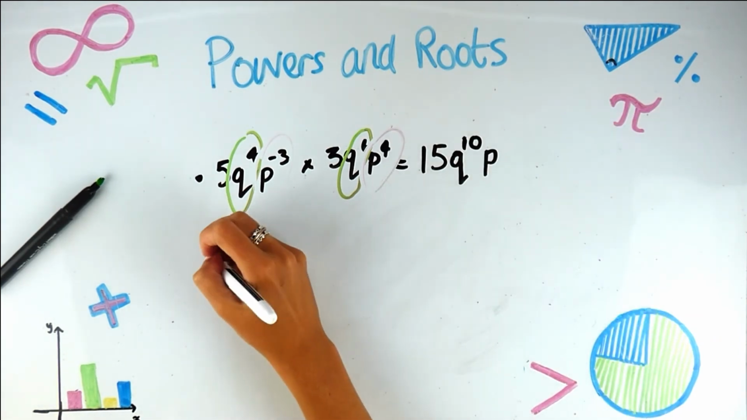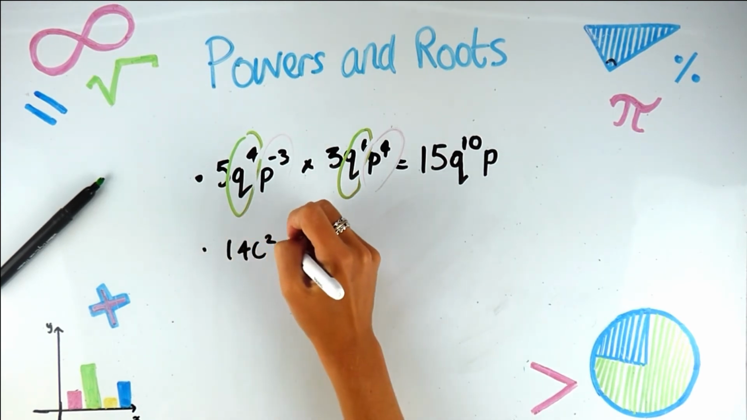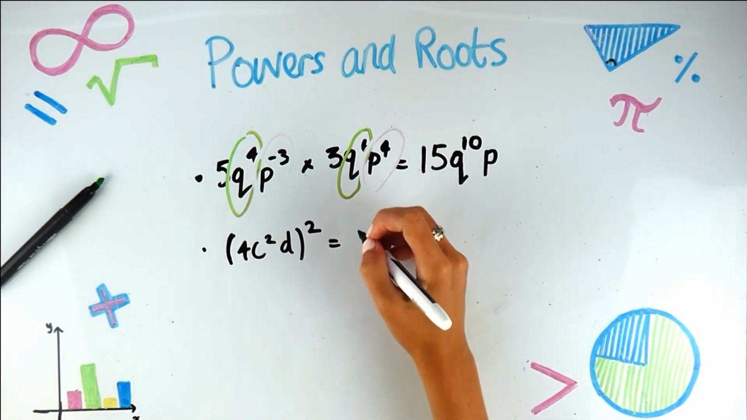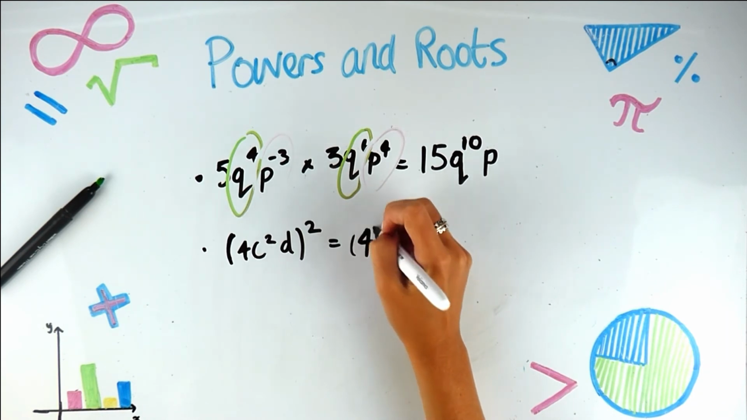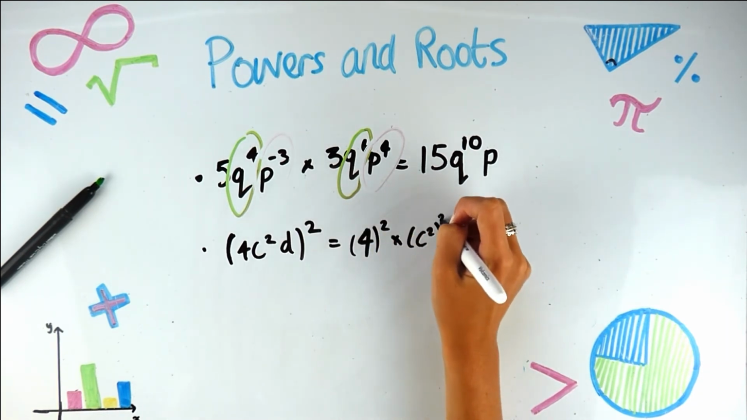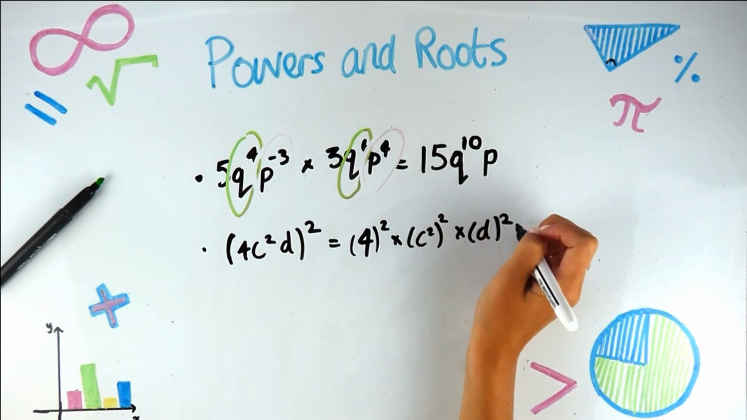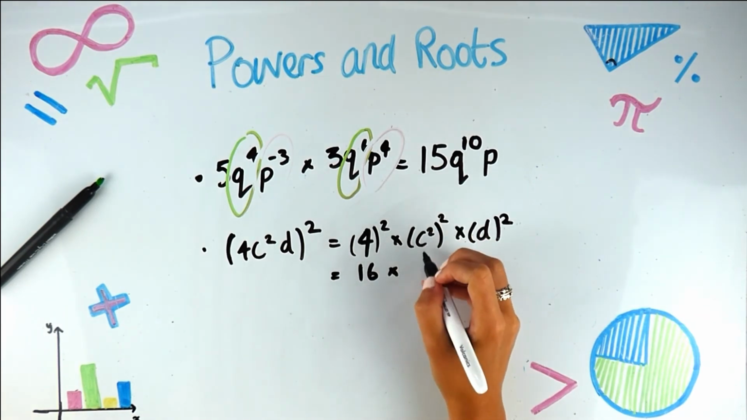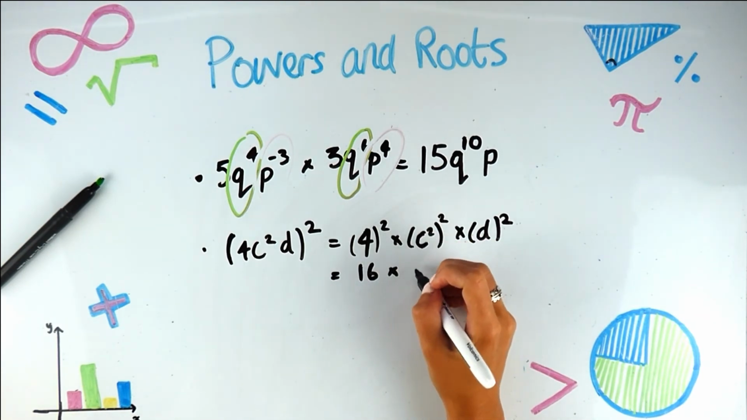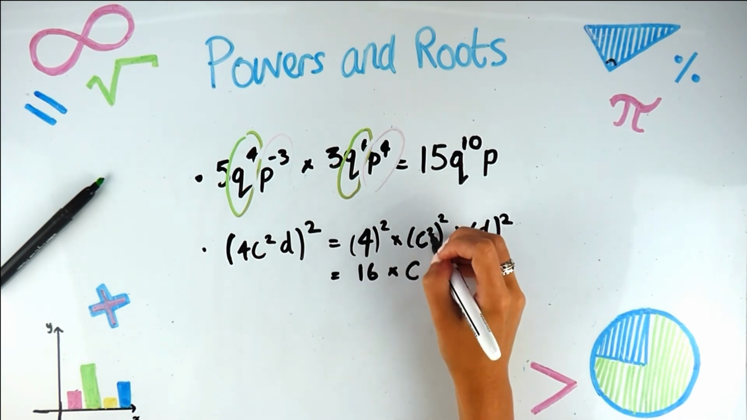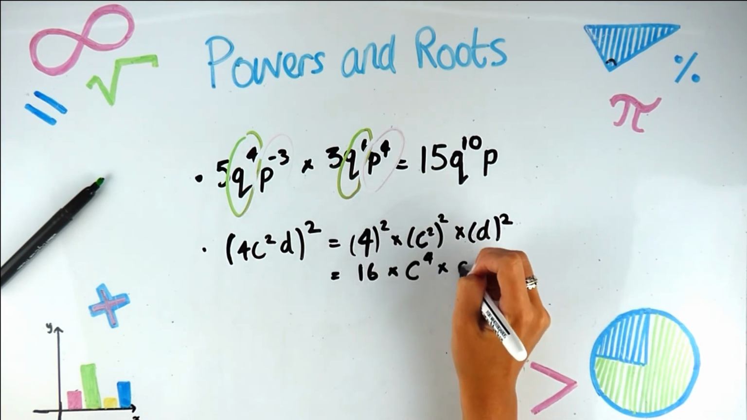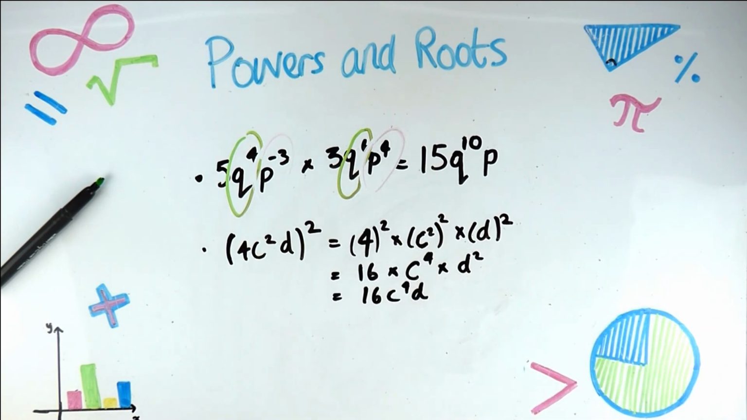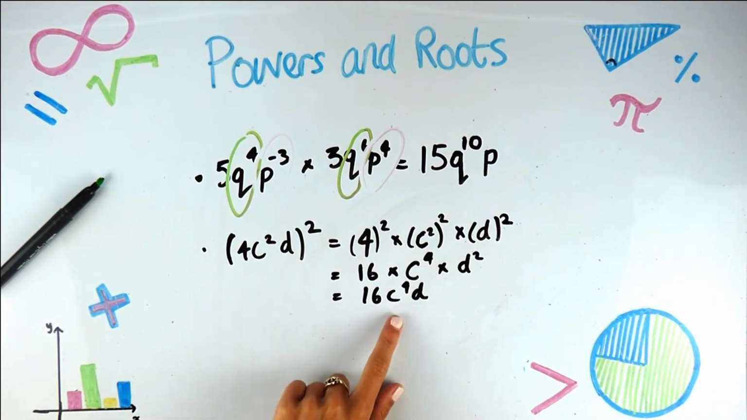Okay, let's look at 4c squared d squared, all squared. So when it's in brackets, you have to do it to every single term. So this is the same as 4 squared multiplied by c squared multiplied by d squared. It's easier if you break it down like that. 4 squared is 16, multiplied by, this is now power of a power, so we multiply the powers, so power so many times now. So you've got c, 2 times 2 is 4, and then d squared, and you can just write them together, because there are invisible multiplication signs in there.